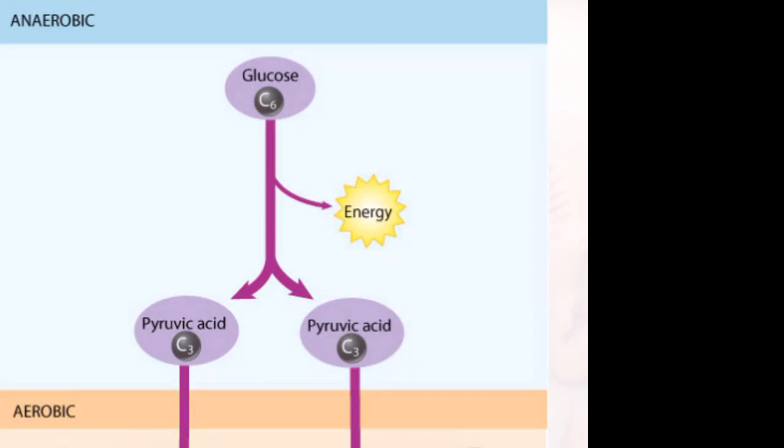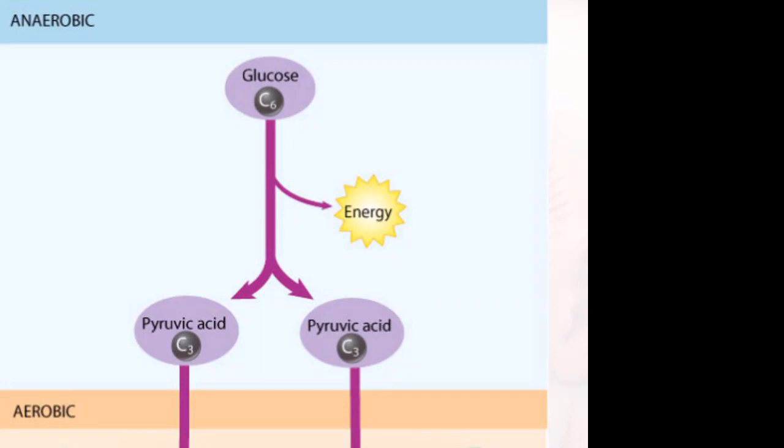So it really is not as simple as glucose becomes pyruvate. The first step, they mentioned glucose becoming glucose 6-phosphate. But then there's, let's see, 1, 2, 3, 4, 5, 6, 7 more steps. I believe there's 7 more steps before it becomes pyruvate.